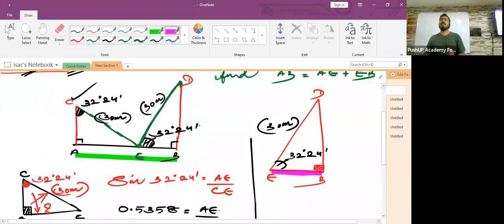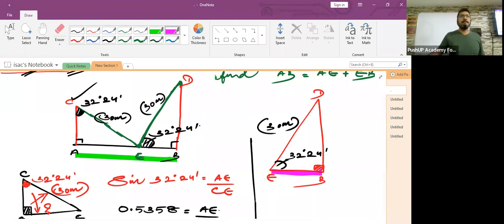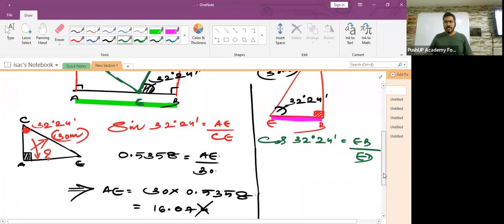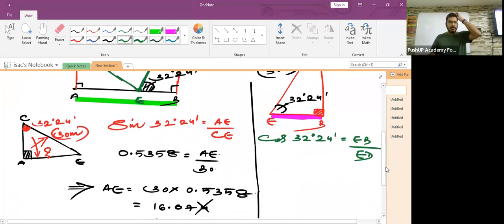Cos function. What is the reason behind that? Adjacent and hypotenuse, which function? Cos function, isn't it? Yeah. So let's start. Cos with reference to 32 degrees and 24 minutes will give you adjacent EB upon hypotenuse ED. Children, will there be any division here? No. Very good. So cos 32 degrees and 24 minutes.